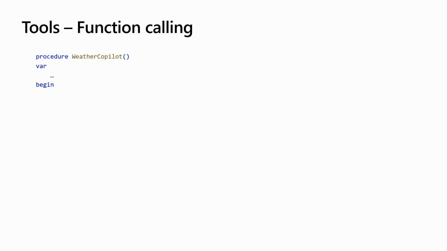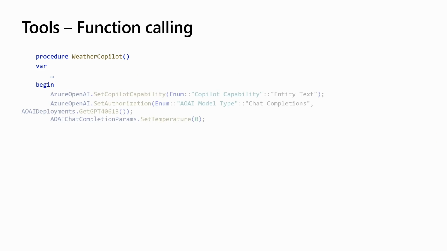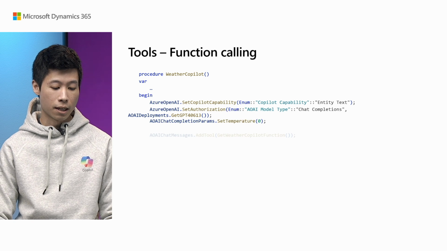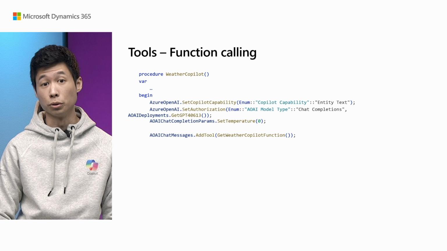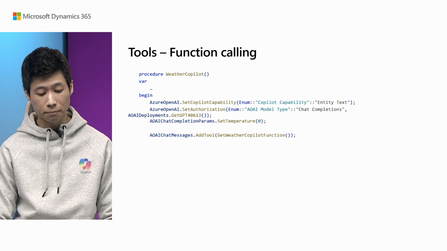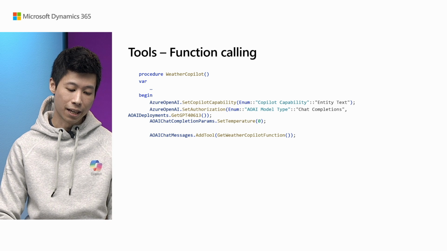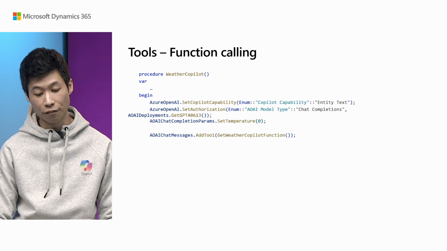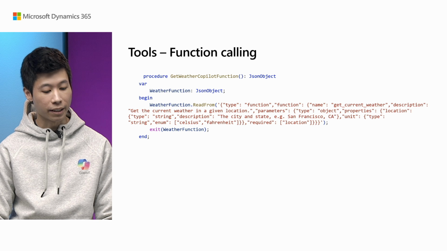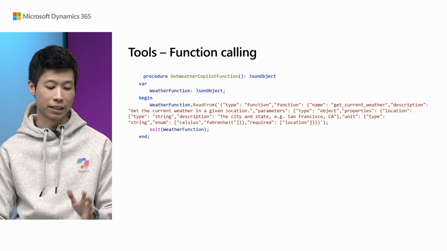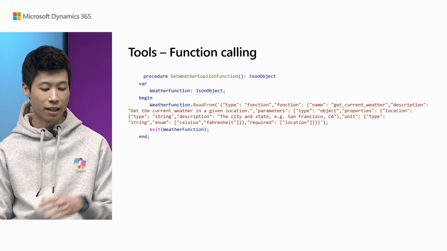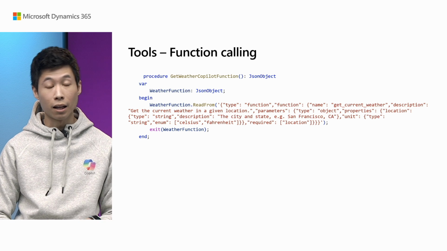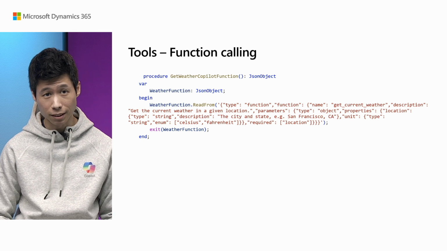So how does all this look like in AL? Setting up your capability and your authorization, etc., are all part of the session I had mentioned earlier, so I will not go into details about that. However, we'll start with how you add your tool to the chat messages. Here I'm adding my tool, and it calls getWeather Copilot function. And I have my getWeather Copilot function here, where it actually just reads text into my JSON object and returns that. I do note this is only for demonstration purposes.